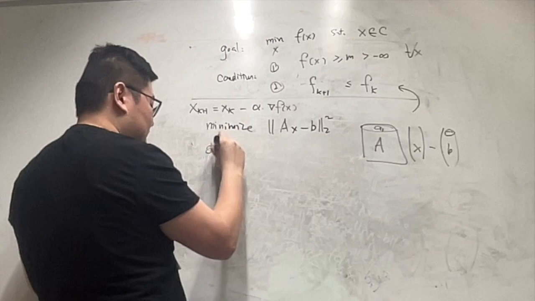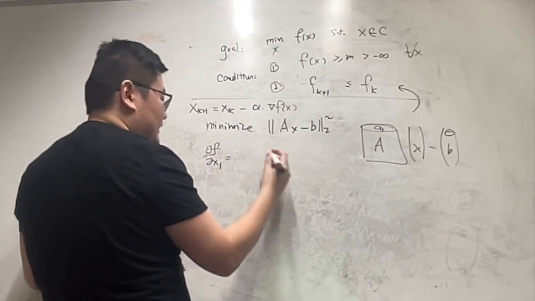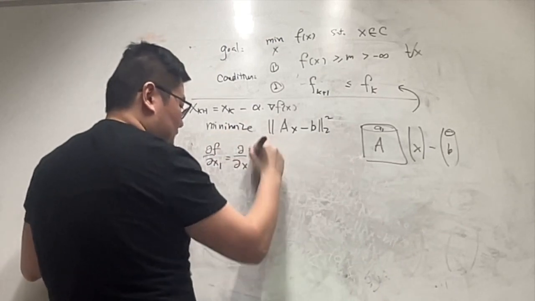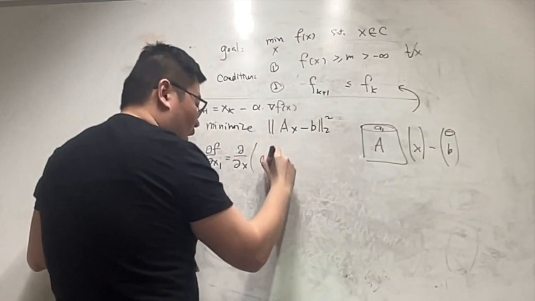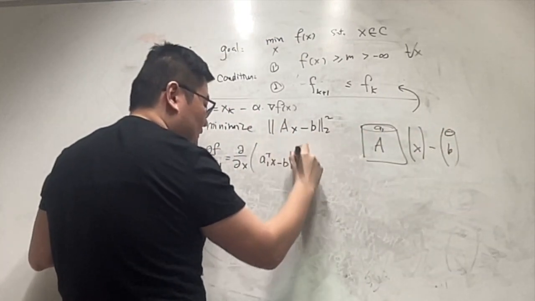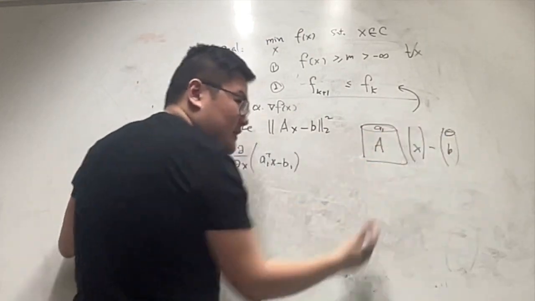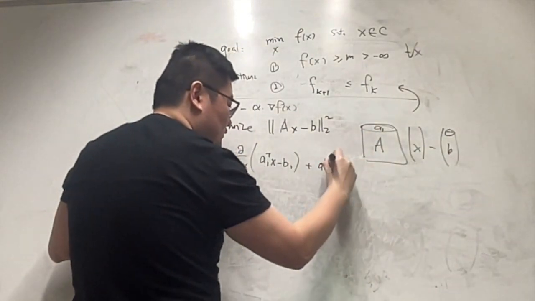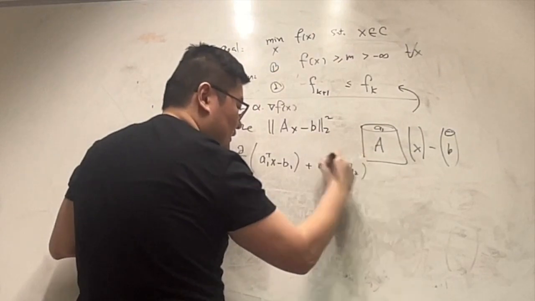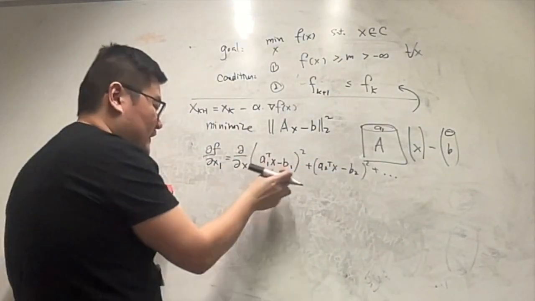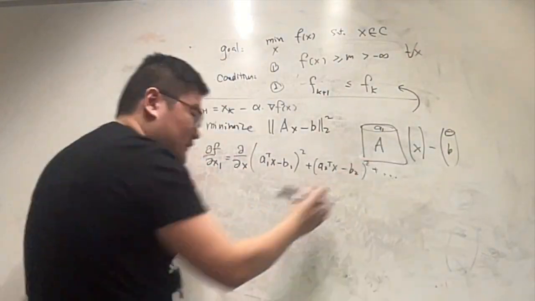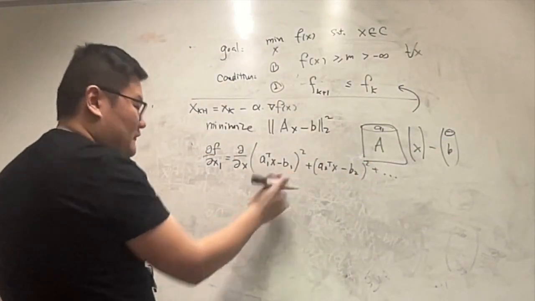So my partial derivative of f with respect to x1 will be the partial derivative with respect to x1 of what? This row dot this guy minus b1, so a1 x minus b1, plus a2 dot x minus b2, of course there's a square, and then so on. So I have a bunch of points, and I can just take the derivative on each of them and take the sum. Then that means I need to think about how to solve this thing.